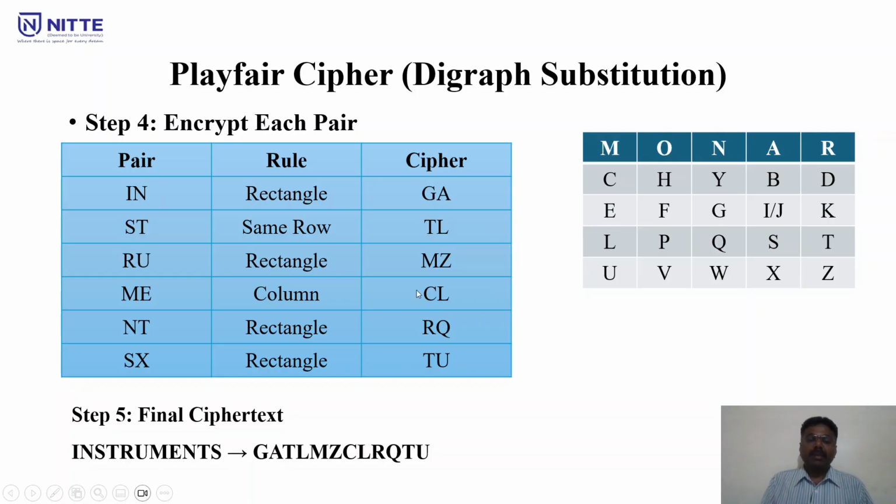In the case of decryption, I go in reverse order. For IN encrypted as GA, if I take G and A, again G and A form a rectangle, so I take the opposite corners. G will be I, A will be N. So I get back my plain text by performing the reverse operation, using the same rules we learned to perform the encryption operation.